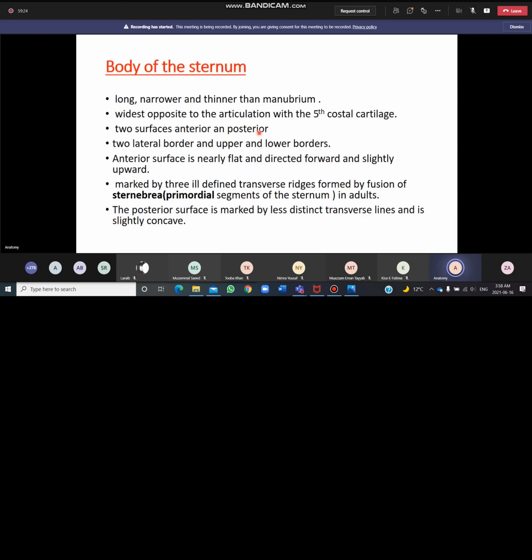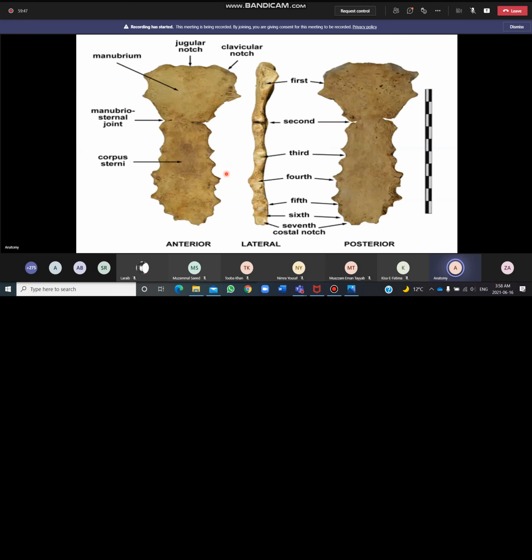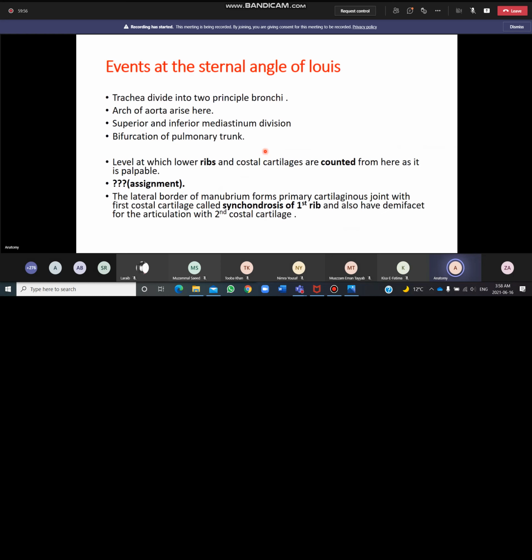So it has two surfaces, anterior and posterior, two lateral borders where the costal cartilages attach, and upper and lower borders which form joints with the manubrium and the xiphoid process. The anterior surface is nearly flat and is directed forward and slightly upward. You can see the anterior surface is almost flat, and the posterior surface is slightly concave.